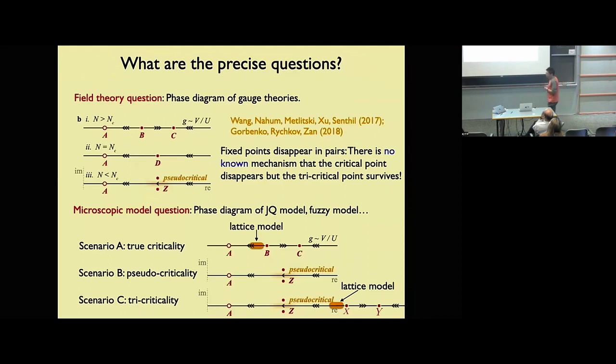And one key thing that I want to point out is that although we don't know when this collision will happen, and many other details, we believe that the fixed points will disappear in pairs. And there's no mechanism by which a critical point disappears but a tricritical point survives. We don't know any mechanism for that to happen.